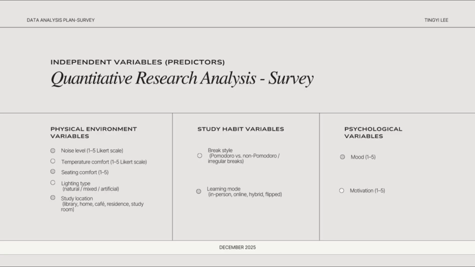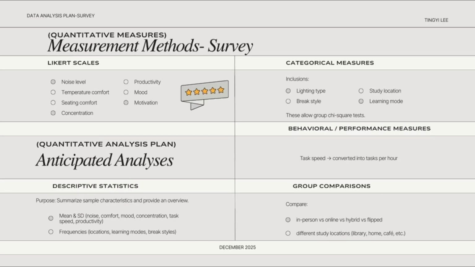and learning mode, like in-person, online, hybrid, or flipped classes. Finally, we measured psychological factors such as mood and motivation. Our dependent variables, which represent our efficiency, include concentration score, task speed measured as tasks per hour, and perceived productivity. All of these can be observed, measured, and analyzed numerically.